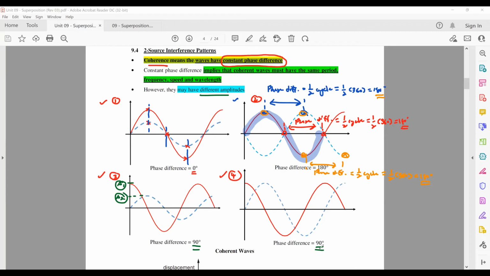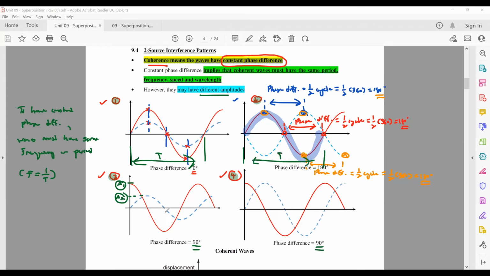And then you see here, there's one thing you should be able to notice. In order to have constant phase difference, the waves must have same frequency or period. Frequency and period are interrelated because f is equal to 1 over T. So you see right now, notice that for all 4 examples here, if you look at the period of the waves itself, you will see that they're actually all the same. See, for this one, the period T for the red colored wave and blue colored wave is the same. For the second diagram, it's actually also the same. They have the same period.